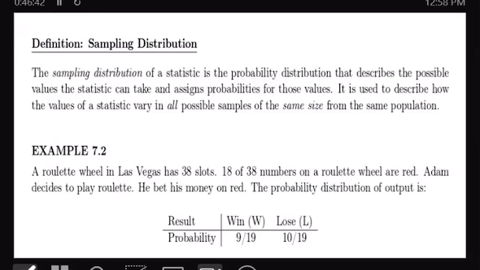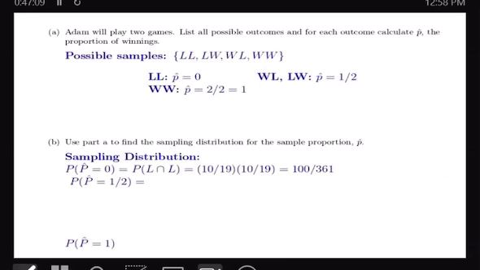Okay, the probability distribution of the outcome is given as this. Please pay attention. The probability of winning, W, is 9/19, and the probability of losing is 10/19. I need you to take a look at what we have here. Now, the next thing is Adam will play 2 games. List all possible outcomes, and for each outcome, calculate p cap, the proportion of winning.